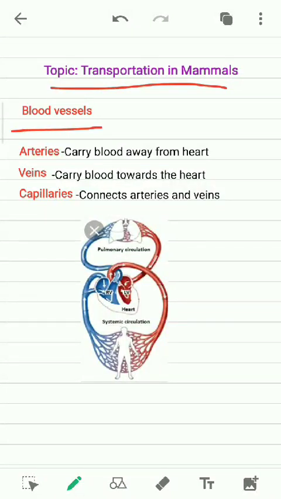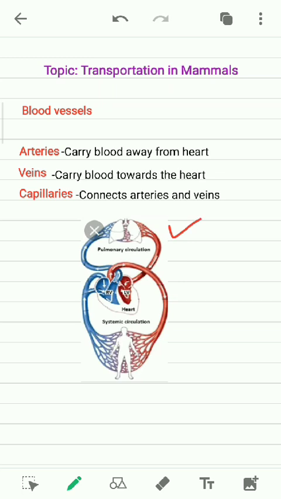Okay, today our main focus would be on the arteries, and in the coming lectures, we'll also be discussing veins and capillaries. Regarding arteries, we'll be discussing its function, which is to carry blood away from the heart, and about its structure as well, that how its structure helps it to carry out its function. Okay, let's start. Here you can see that I have shown you a diagram.